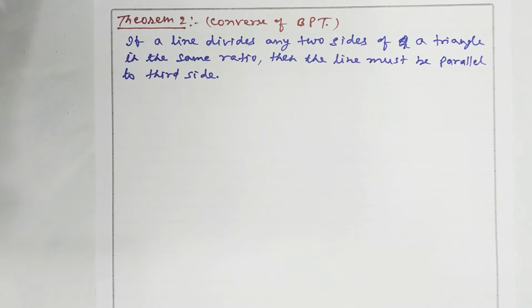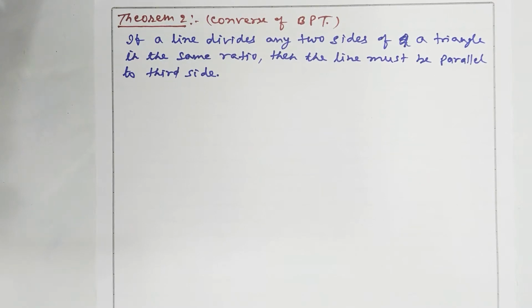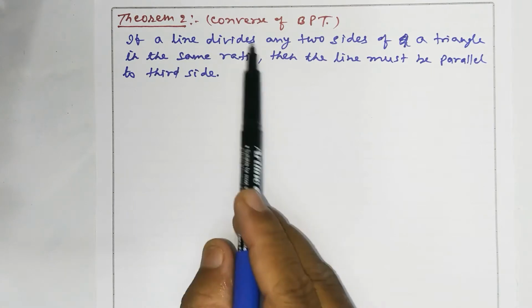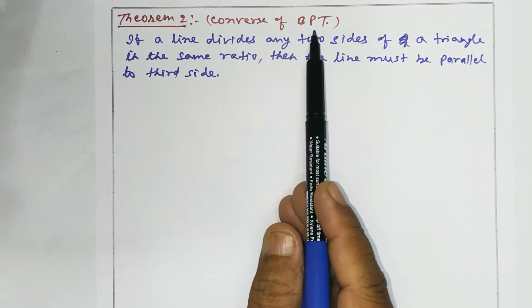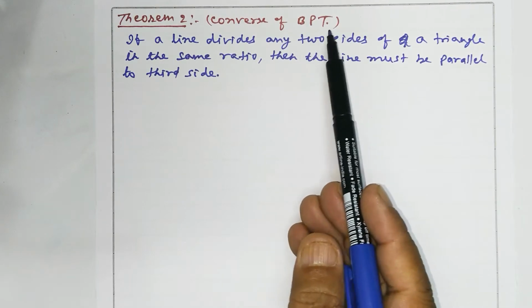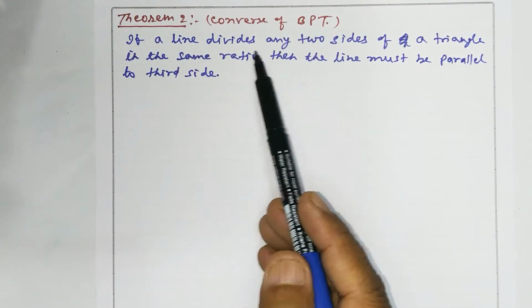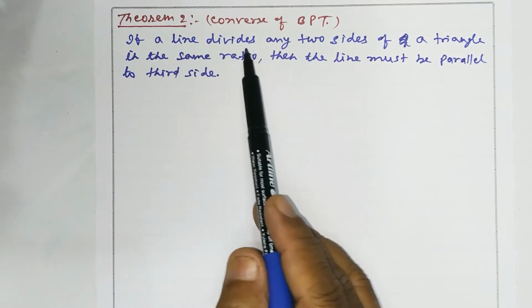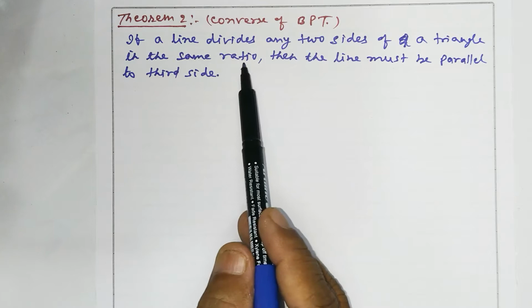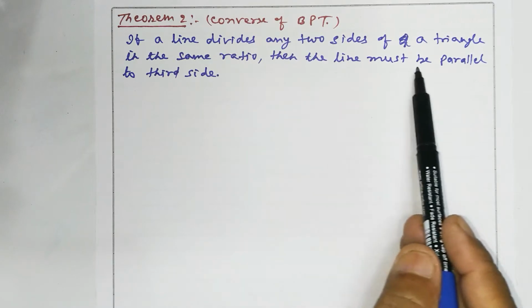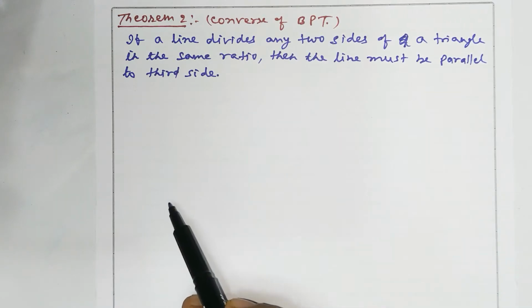Good morning, students. In this video we are going to discuss the second theorem. That second theorem is the converse of BPT, or converse of the basic proportionality theorem, or converse of Thales theorem. What does it state? If a line divides any two sides of a triangle in the same ratio, then the line must be parallel to the third side.